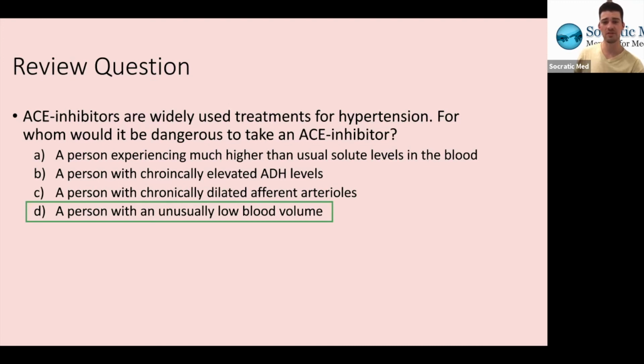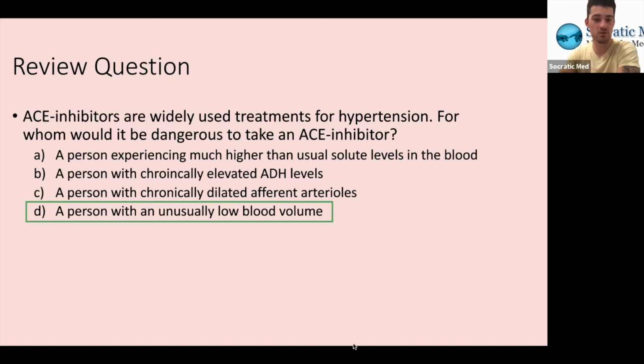So a person experiencing much higher than usual solute levels in the blood would not necessarily be dangerous for someone to take an ACE inhibitor, because high solute levels are actually a cause of hypertension. If people have hypertension, their doctor often tells them to stay away from salty foods because there's an excess of solute, usually sodium or chloride, that is in the blood, and that's what's actually retaining water and increasing hydrostatic pressure and increasing hypertension. So A would probably be a pretty good candidate for an ACE inhibitor.